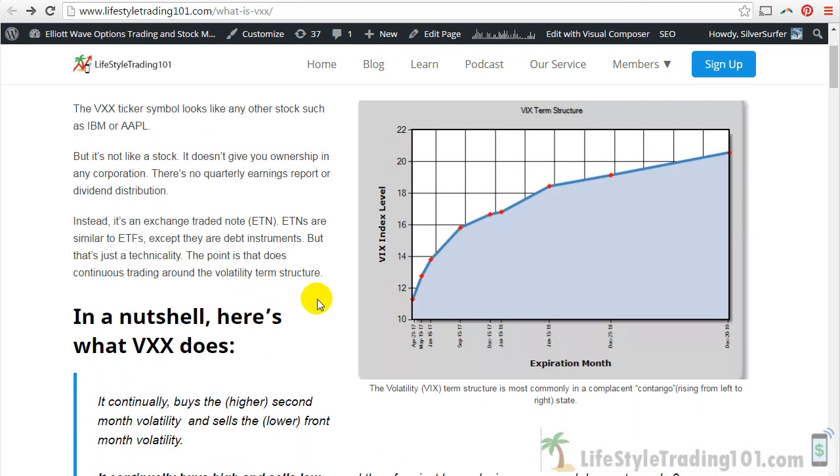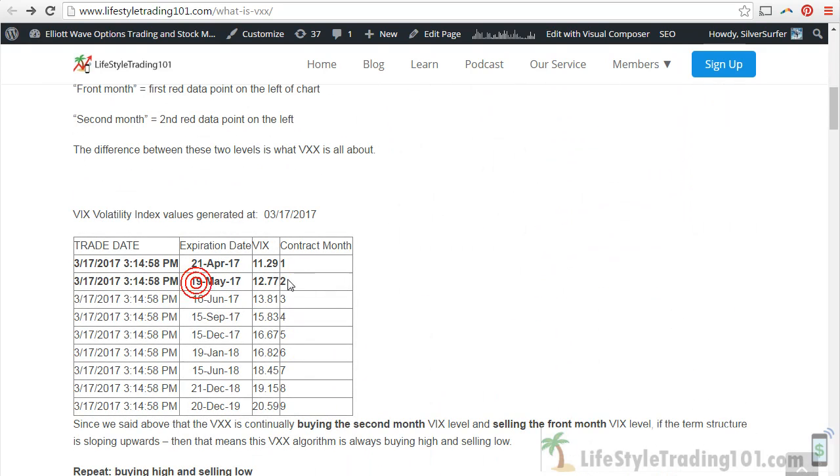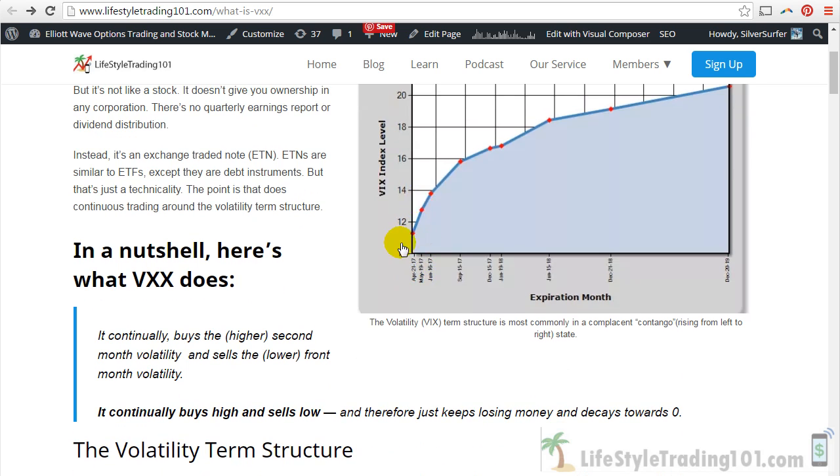What the VXX does is it continually buys the second month and sells the front month. In this table, we have the values here. The second month is the May contract, and the front month is the April. So you're continually buying at 12.77 and selling at 11.29. That's basically buying high and selling low. Of course, everybody knows to make money, you want to buy low and sell high. This is doing the exact opposite.